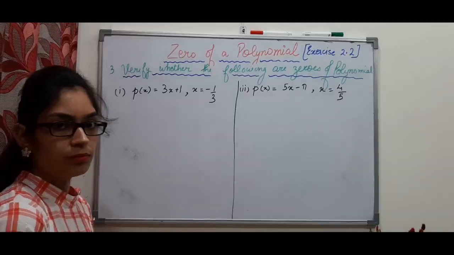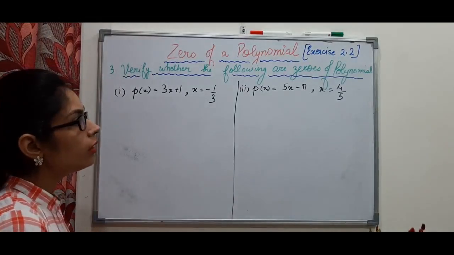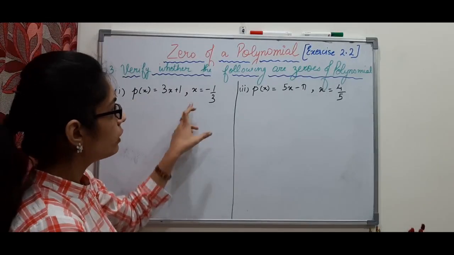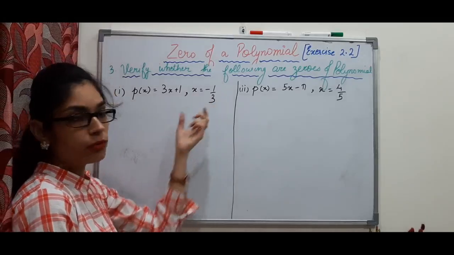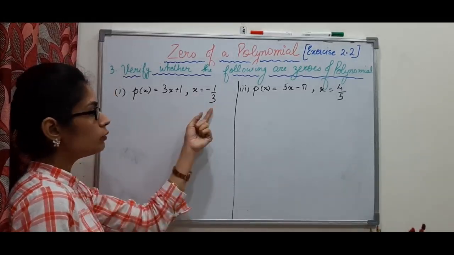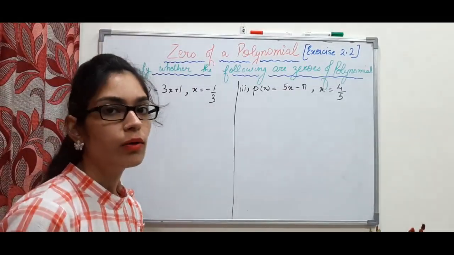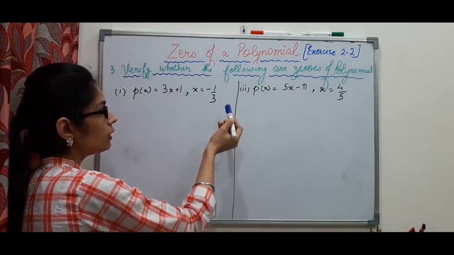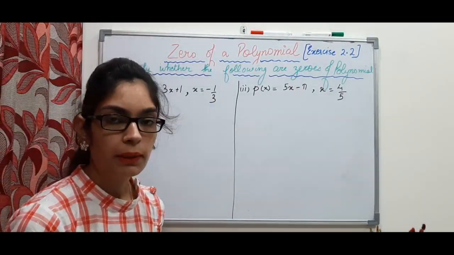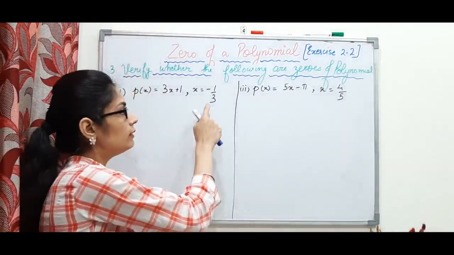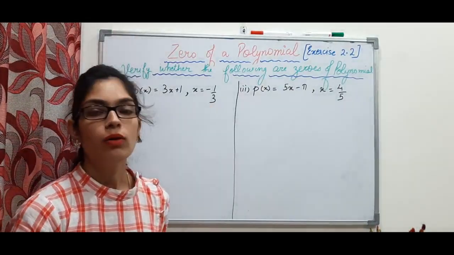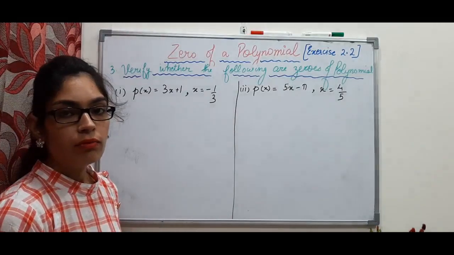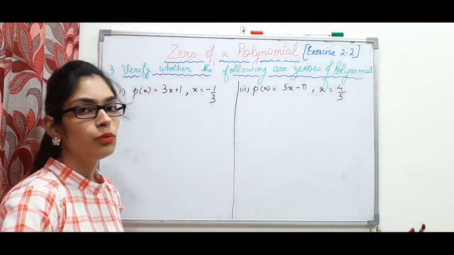Now let's do the third question. In the third question you have to verify whether the values of the variable written against the following expressions are zeros of the given polynomial or not. For example, just opposite to the expression they have given us one value of that variable. So we have to see whether this value is a zero of the polynomial or not. This question has 8 parts, so 4 parts I'll do with you.